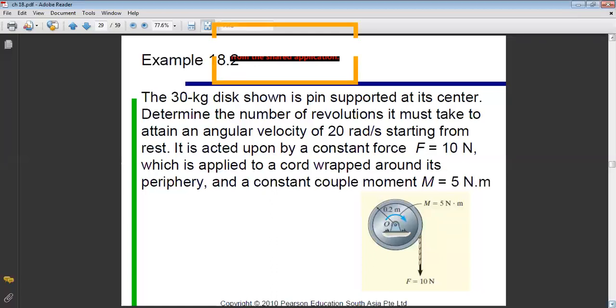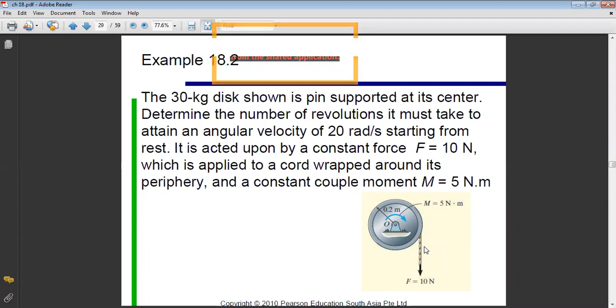Okay? So here we want to find the number of revolutions needed to attain an angular velocity of 20 radians per second starting from rest. So what to do here? We know the couple acting on the pulley. We know the force F acting on it. You can solve this problem. We will solve it in two methods. The first method will be a review of what we did in previous chapters, 16 and 17. And the second method is what? Work and energy.